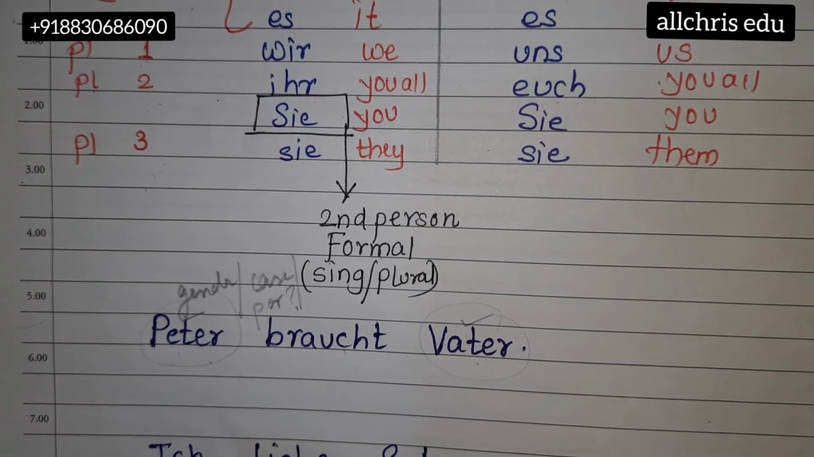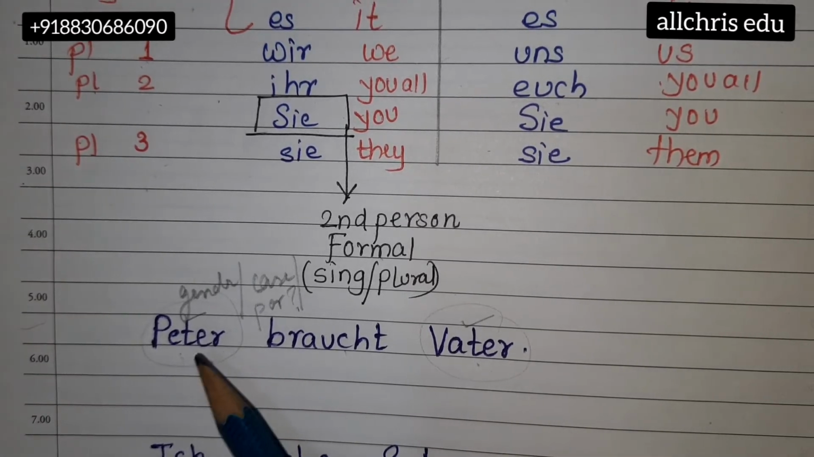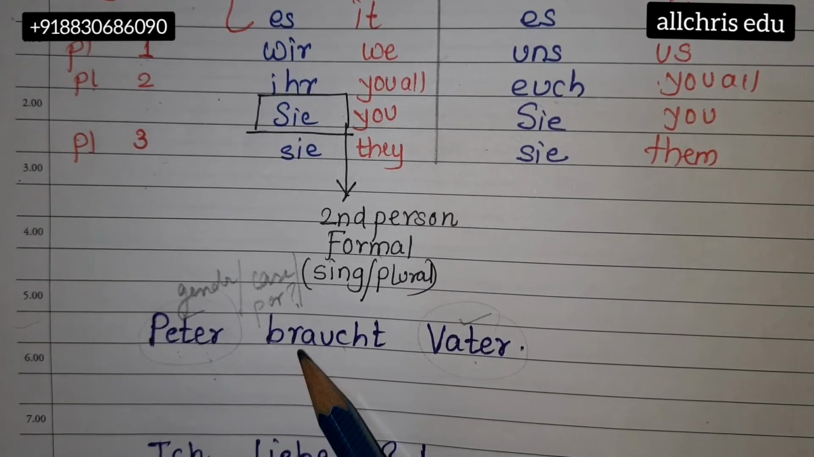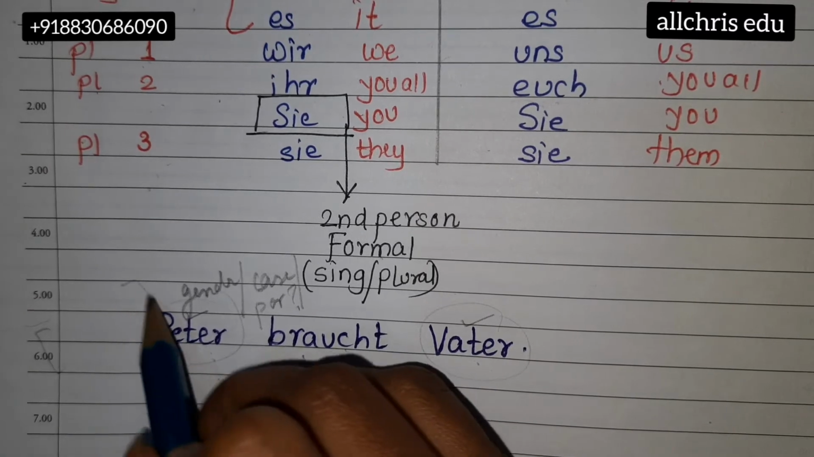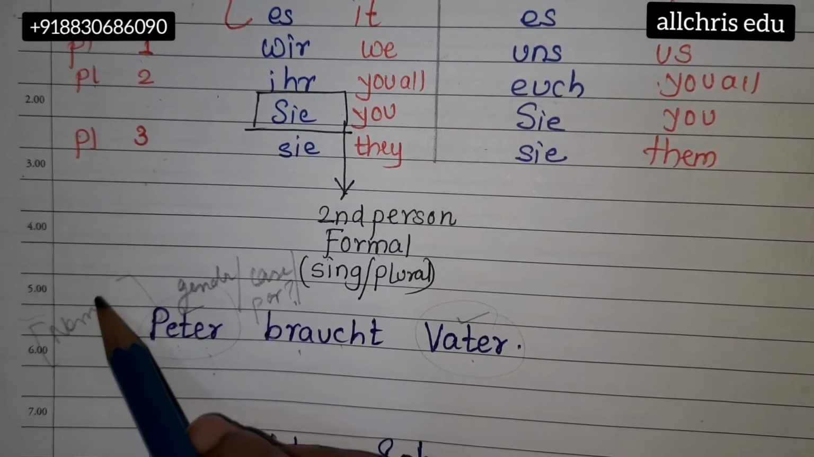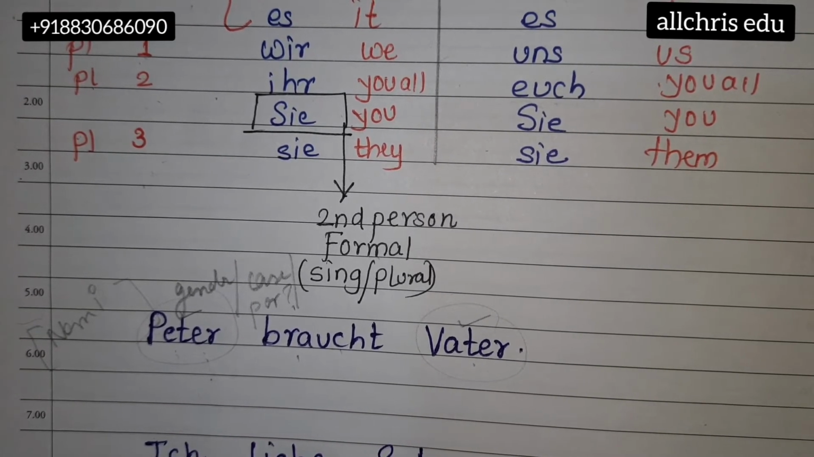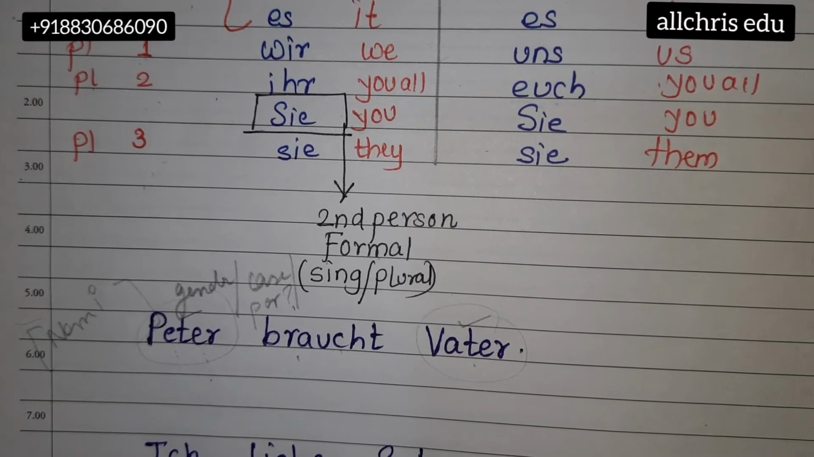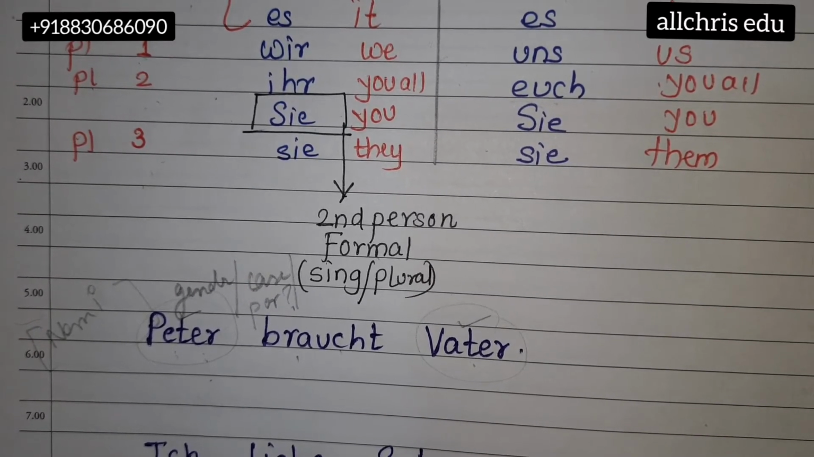Here, first the case of Peter is important. Peter is the doer because Peter is doing the action of needing. So you can even write in brackets over here that Peter is nominative. NOMI can be the short form. Don't just write N, because N represents neutral also. Write nomi if you want to write a short form.